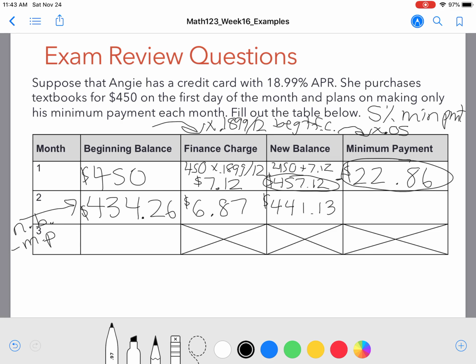And then my minimum payment is going to take my 441.13 and multiply by the 0.05. And I get $22.06. So it's slightly less than last month, but still pretty close.